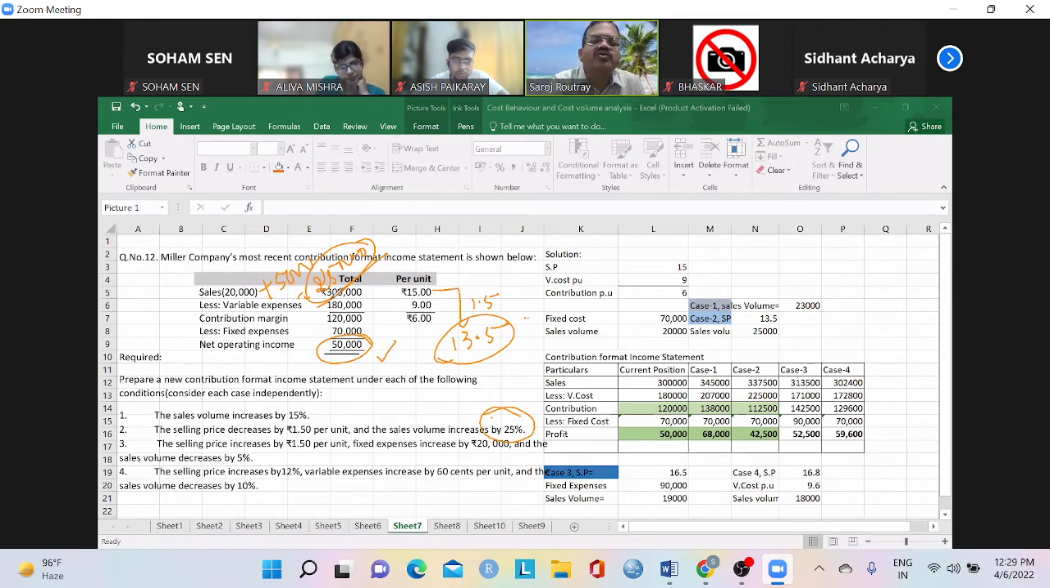So it is 25,000, but the selling price is no more 15, it is 13.5. So 25,000 into 13.5 is 3,37,500, our total sales. Our variable cost is the same, 9 rupees per unit. So 9 into 25,000 is 2,25,000. So contribution is 1,12,500, the difference between these two. Fixed cost is the same 70,000. So your profit is decreasing by 42,500. Why? Because you have decreased your selling price.